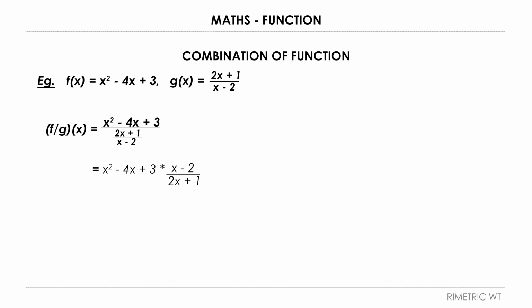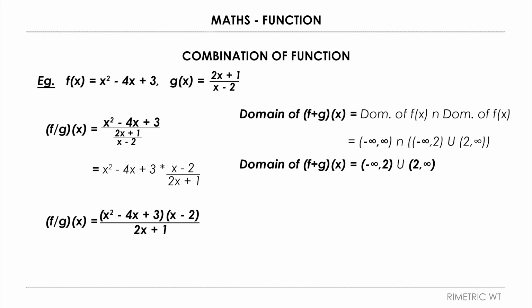This can be expressed as x squared minus 4x plus 3 times x minus 2 over 2x plus 1, which is multiplying by the reciprocal. Therefore, we get x squared minus 4x plus 3 times x minus 2 over 2x plus 1. When we determine the domain of this function, similar to the other results, such as the sum, difference, and product, x equals 2 is excluded from the domain.